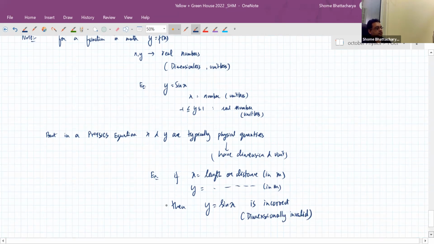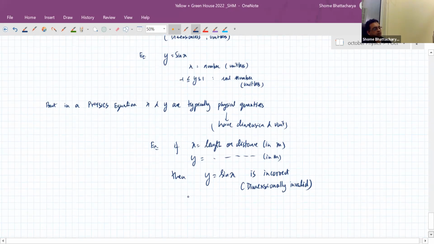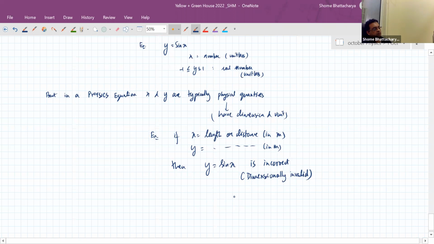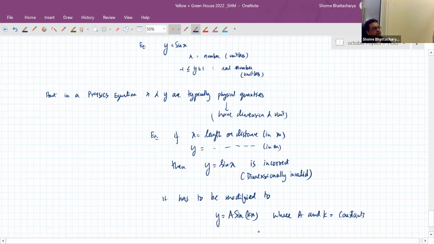We have to represent it by, it has to be modified to something like this, where a and k are constants such that they have dimension of length and dimension of length inverse respectively.